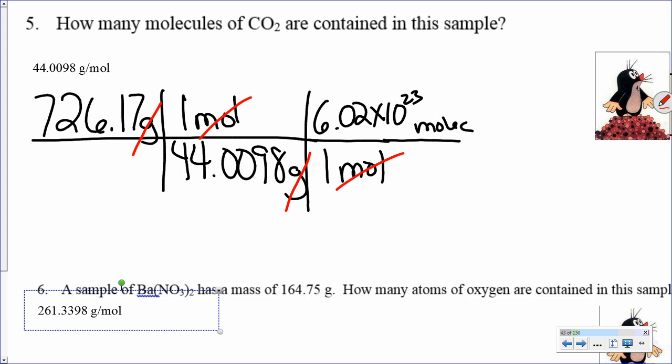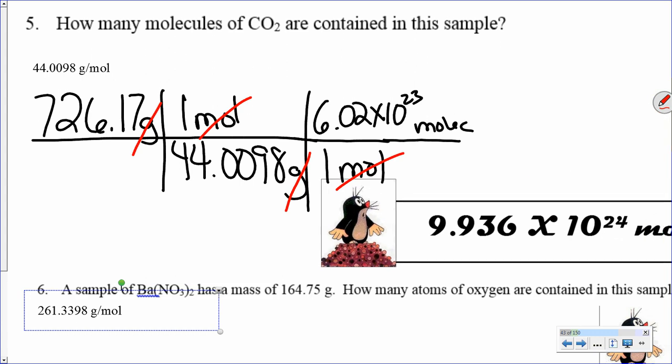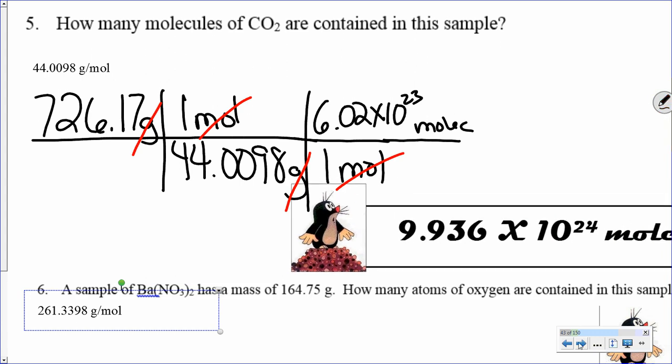So I'm going to do 726.17 times 6.02 E23, and divide that by 44.0098. And that should give you, again, I kept an extra sig fig here. I'm sorry about that. Should have edited this before I made the video. So you should get 9.94 times 10 to the 24th molecules.